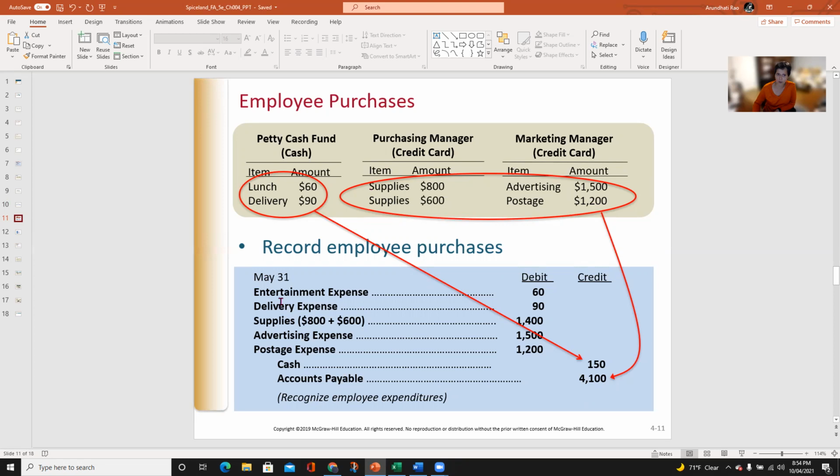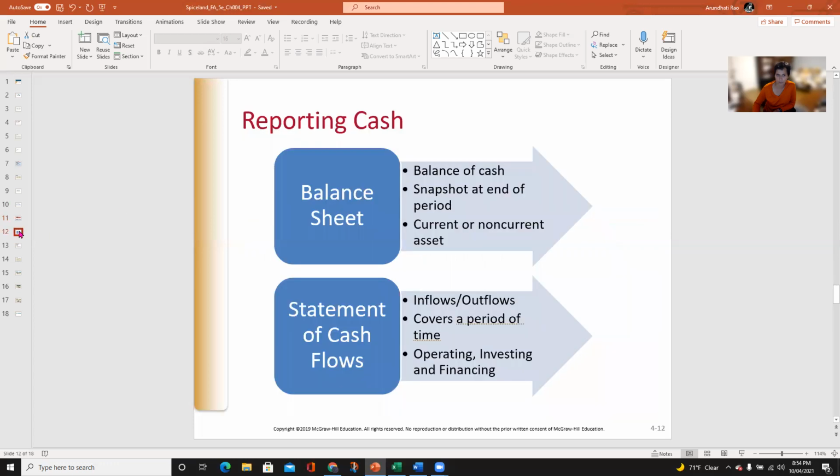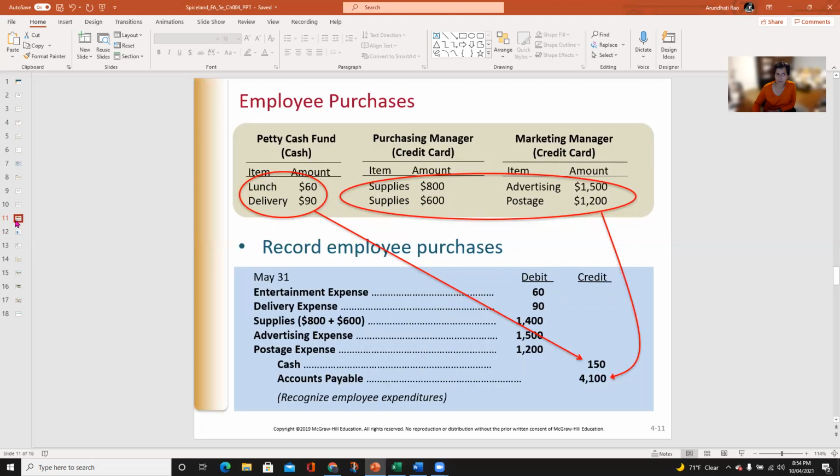So let's focus for a minute on entertainment expense debit, delivery expense debit, and cash credit $150. We credited cash, but not the petty cash fund account that we created in the previous journal entry. What we're doing over here is we are cashing $150 from the bank again. We're taking out $150 from the bank, and we're going to replenish the petty cash account that we have created.